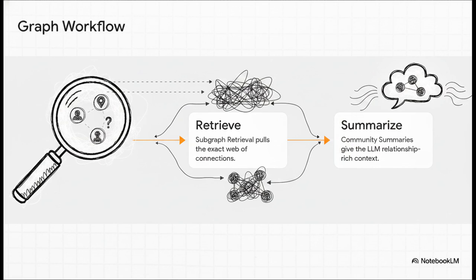Tracking our query through this particular engine, it's first processed by an entity extractor to identify the key players in your question. Once those entities are isolated, it performs a subgraph retrieval, basically pulling out the exact relevant web of connections from the massive larger graph. Finally, it generates what are called community summaries. It essentially looks at clusters of connected info and summarizes them, handing the LLM the absolute perfect relationship-rich context it needs to generate a spot-on answer.